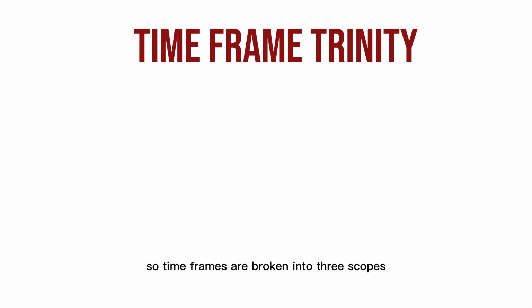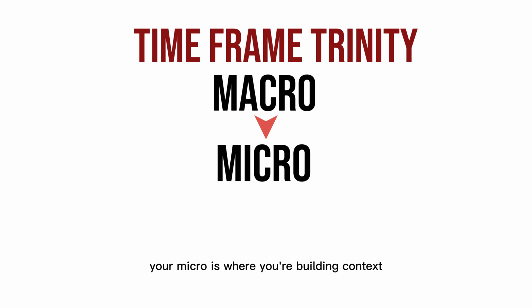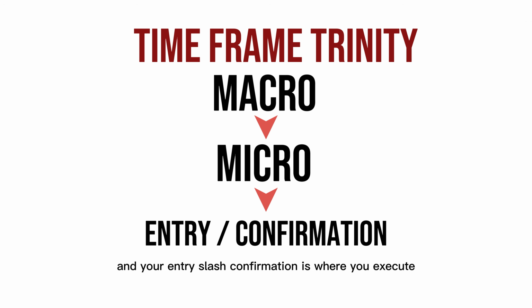So timeframes are broken into three scopes. Your macro is your overview, the foundation of your trading, where you conduct forensics and look at your higher time frame. This is where you extract your bias from. Your micro is where you're building context for your setup. And your entry/confirmation is where you execute and manage your trade.